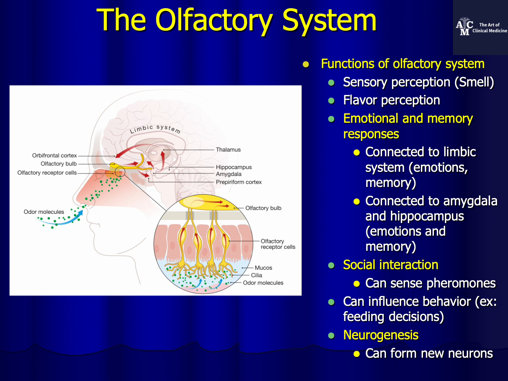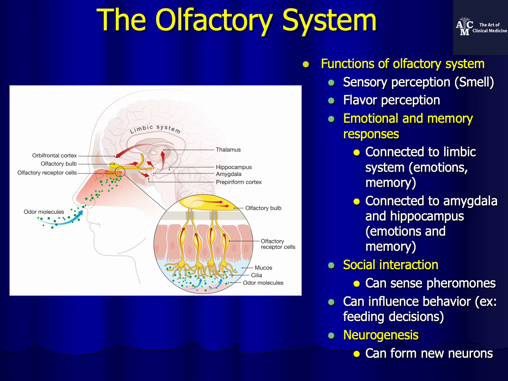It's connected to the limbic system to cause emotions and memory, so that if you have a smell that reminds you of a certain food, you remember that. It's also connected to the amygdala and hippocampus. So you can get happy emotions or even not so happy emotions when you remember how something tastes. It's also important for some social interaction by sensing pheromones and other smells, and this can also influence behavior.